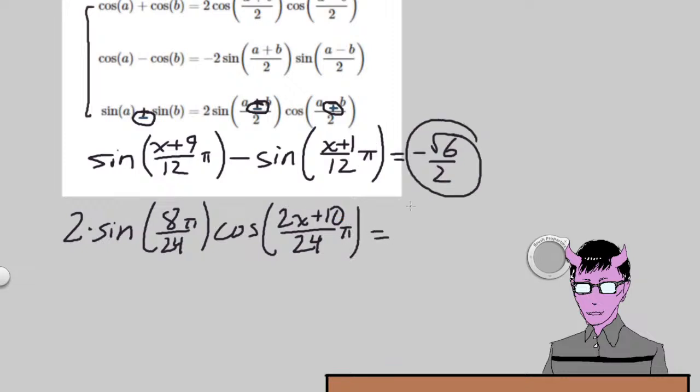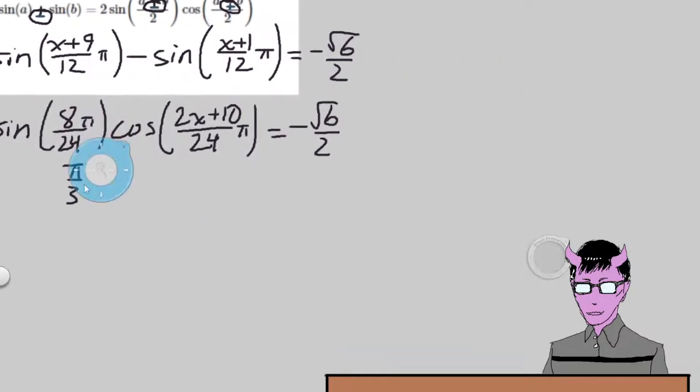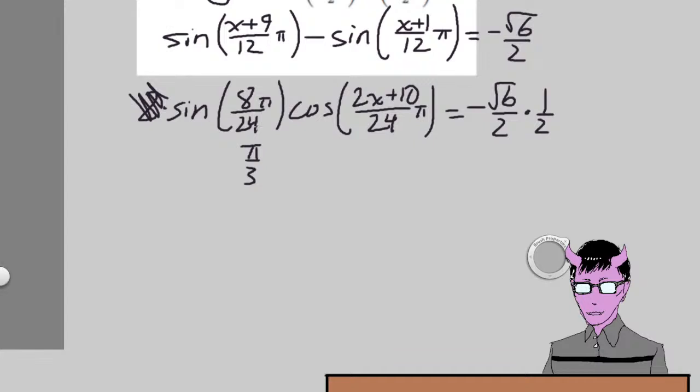Let's copy paste this. That's simplifiable. Divide by 8, pi over 3. This one we can evaluate. Divide by 2. Divide by 2. Let's evaluate this one real quick.